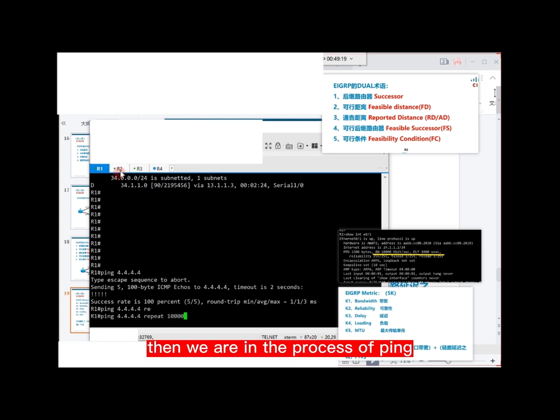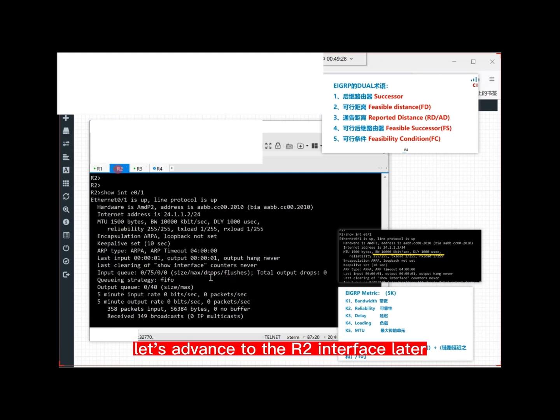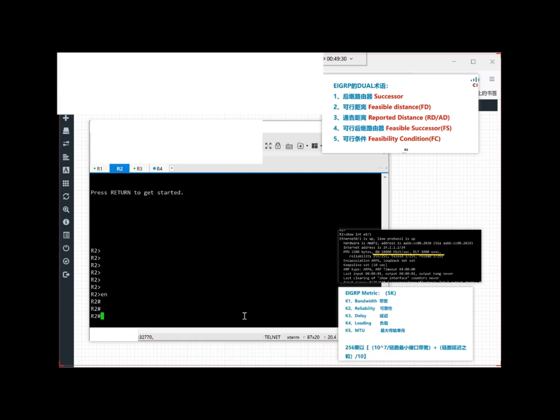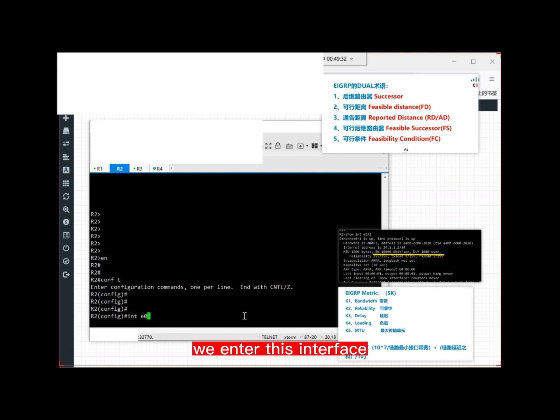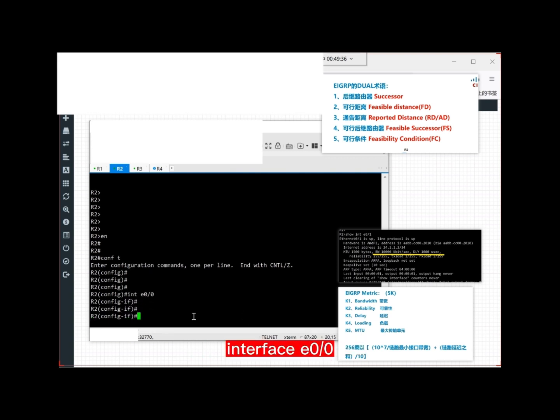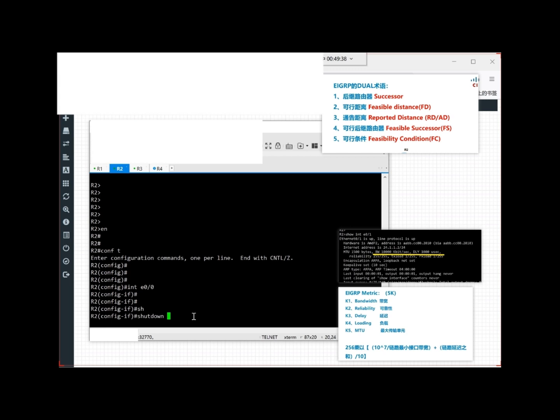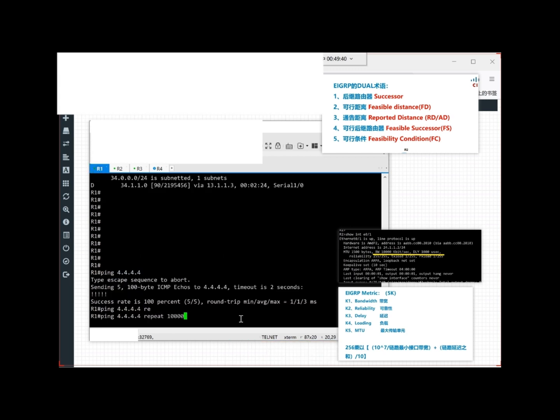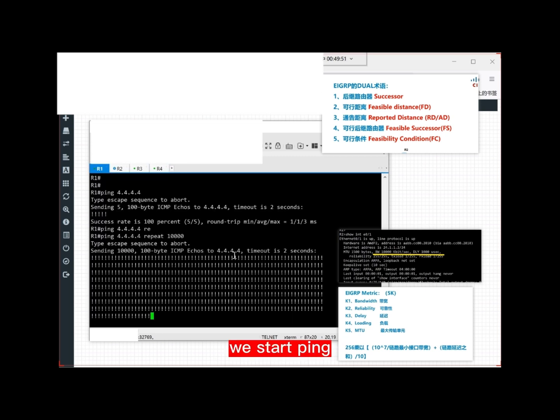Then, in the process of ping, let's go to the R2 interface. The left port of R2, E0/0. Let's shut it down. Okay. We enter this interface, interface E0/0, then shut down. After the shutdown is completed, let's ping here first, then see how many packets it drops, then switch back. We start ping.